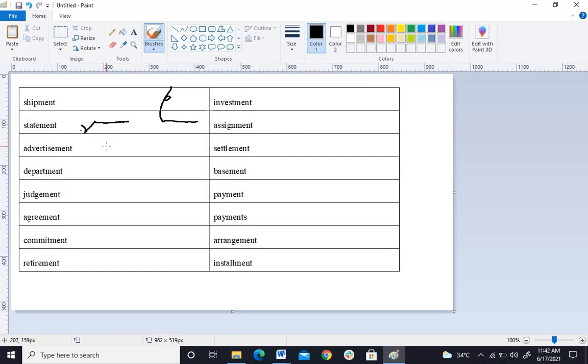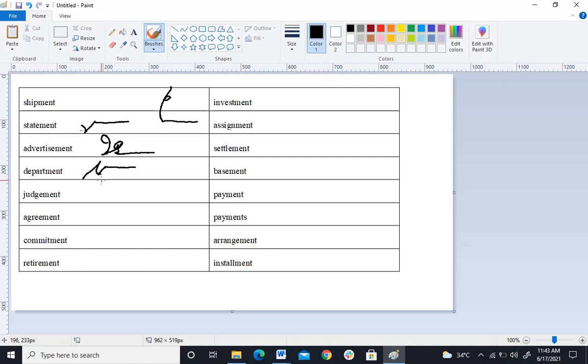Next, advertisement. So, we have advertise, which was a brief form in our previous video. So, it's advertise, and then we have ment. So, advertisement. Department. So, we have depart. Part is another brief form. So, our depart is depart, and then ment. Okay?